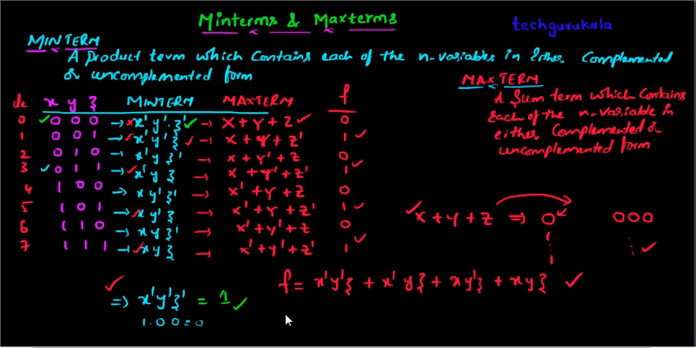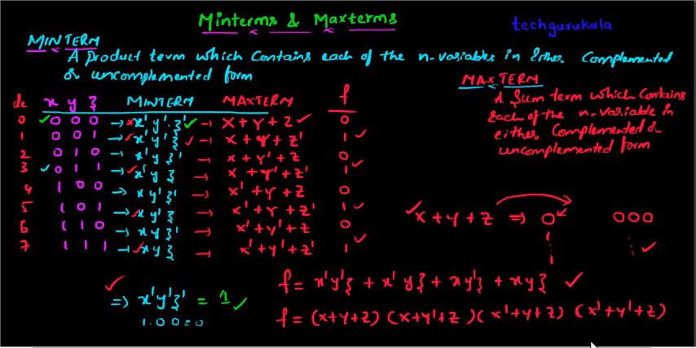So how do we write that? We can write it in terms of maxterms. For whichever input combination the function is going to be 0, those are the terms we write, but as a product: x plus y plus z, times x plus y bar plus z, times x bar plus y plus z, times x bar plus y bar plus z. So now this is the way of representing it.